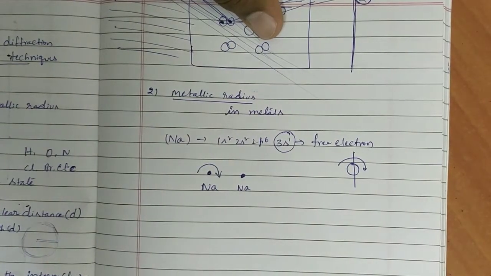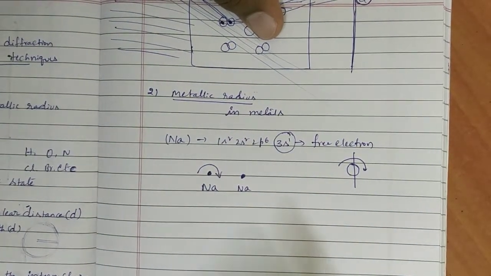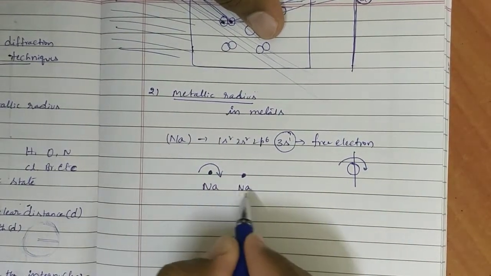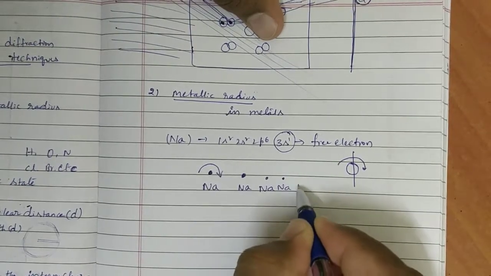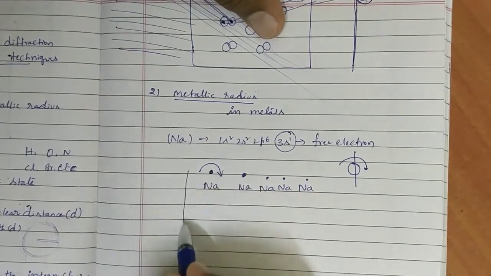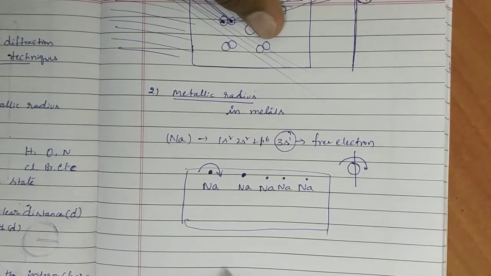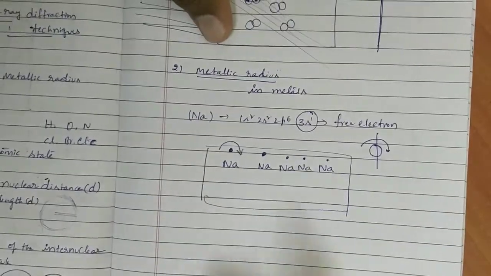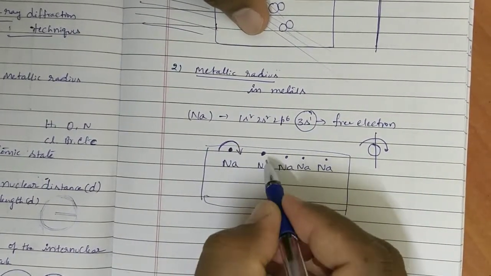We know that an electron spins around itself and also revolves around the nucleus. Correct? Now, many sodium atoms are there. I am going to consider sodium metal in a block. In the block, sodium atoms are nearby each other. Correct? Now, one sodium free electron spins in clockwise direction.